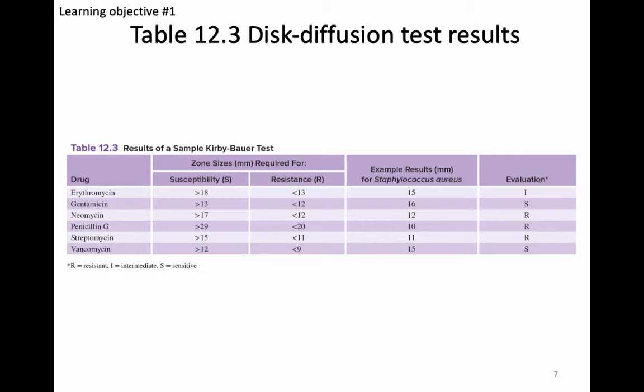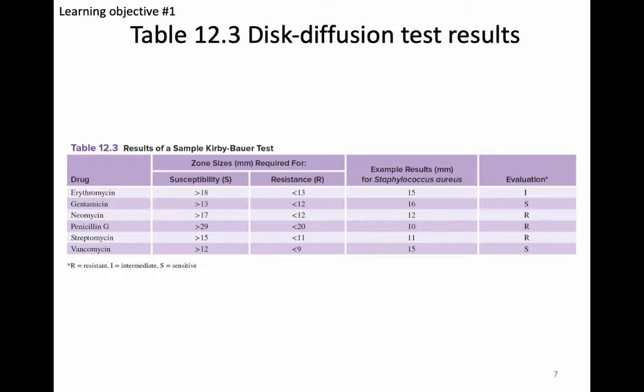We then look the next day and we measure the diameters of the zone of clearing around each of the antibiotic-soaked discs. And we see the measurements listed in the third column. So let's look at neomycin. The zone of clearing around the neomycin disc was 12 millimeters in diameter. So then if we look at the zone sizes, we see 12 millimeters is right at the limit of resistance. So Staphylococcus aureus is resistant to neomycin.